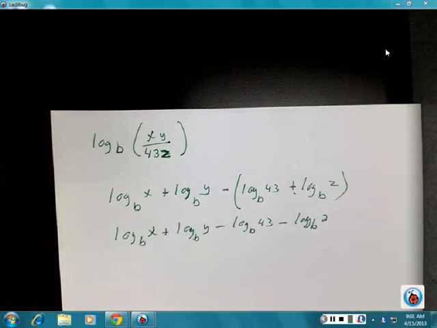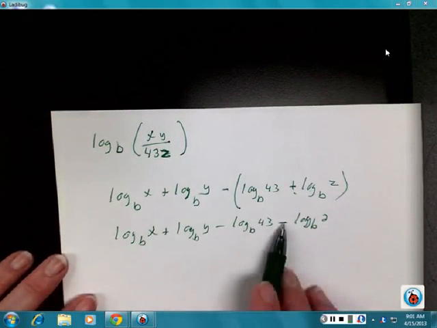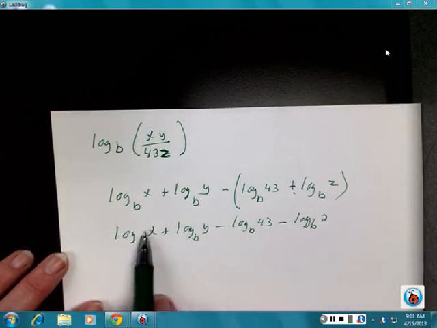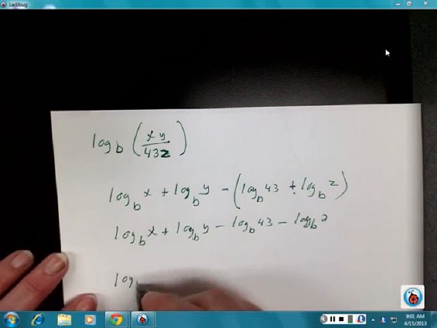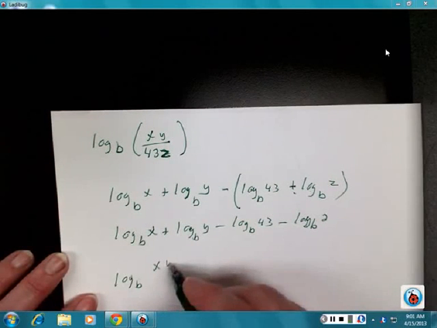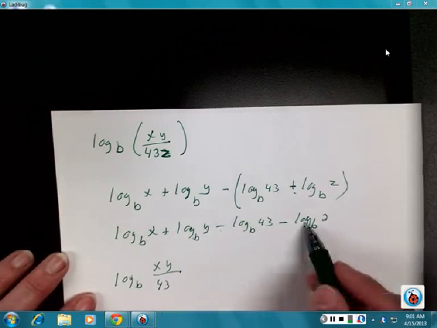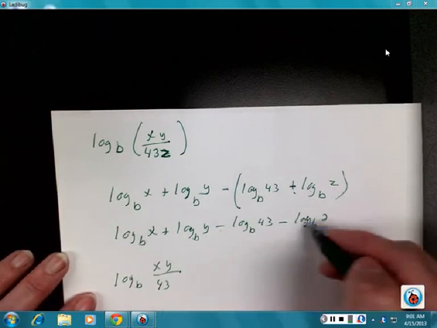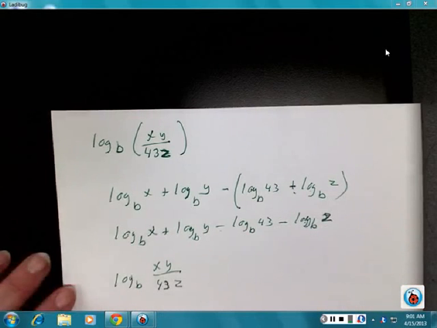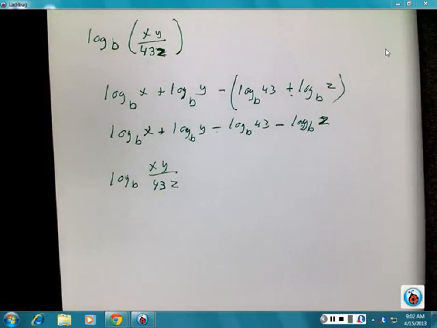And if I had to reverse it, whenever I see a subtraction, that tells me it's got to go to the denominator. So if you reverse this whole thing, these two are on top. The log b is my common log. Then I would have x times y. Minus means 43 is in the bottom, minus z, and that z would end up being in the bottom as well. So you'd reverse it and turn it back into what its value happened to be.